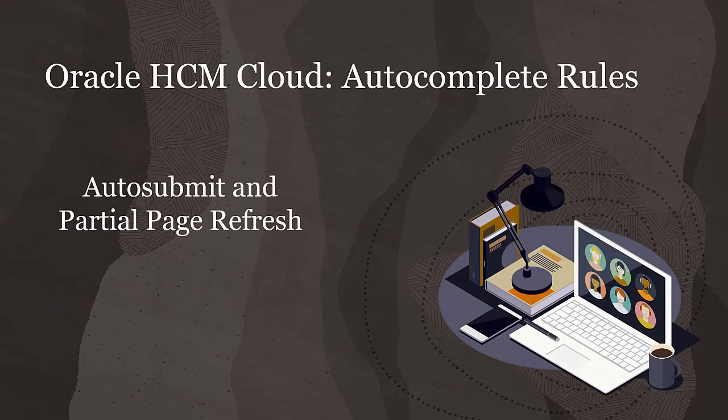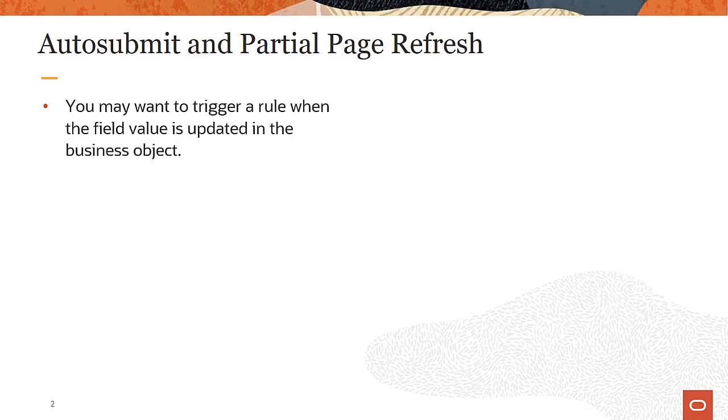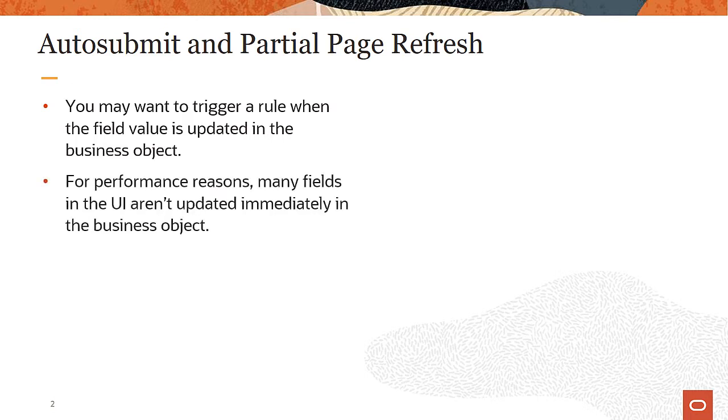In this video, I'll explain how Autosubmit and partial page refresh functionality is used with autocomplete rules. You may want to trigger an autocomplete rule when the field value is updated on the underlying business object, but many fields in the responsive pages aren't instantly updated on the underlying business object for performance reasons.